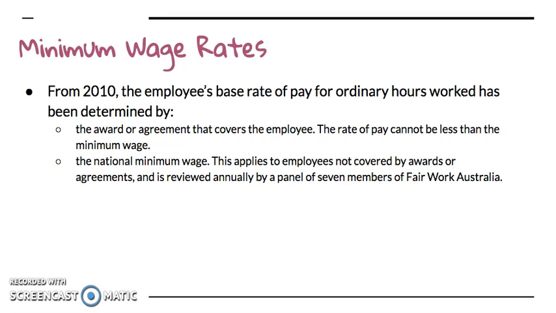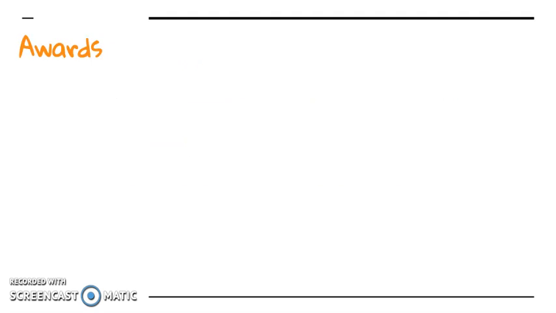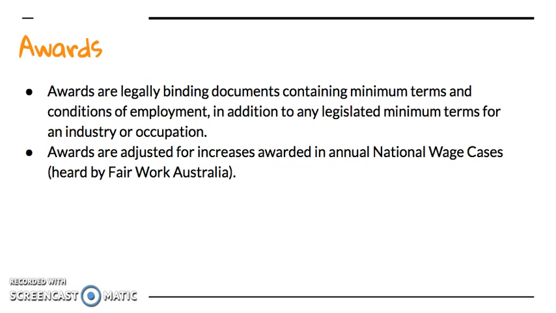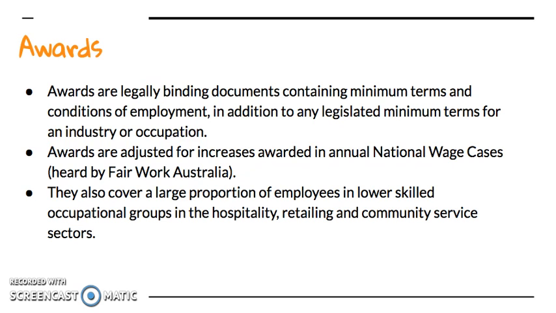So now let's look at some of these contracts. We've got awards. Now awards are legally binding documents containing minimum terms and conditions of employment, in addition to any legislated minimum terms for an industry or occupation. They may include minimum wages, penalty rates, types of employment, flexible working arrangements, hours of work, rest breaks, allowances, etc.